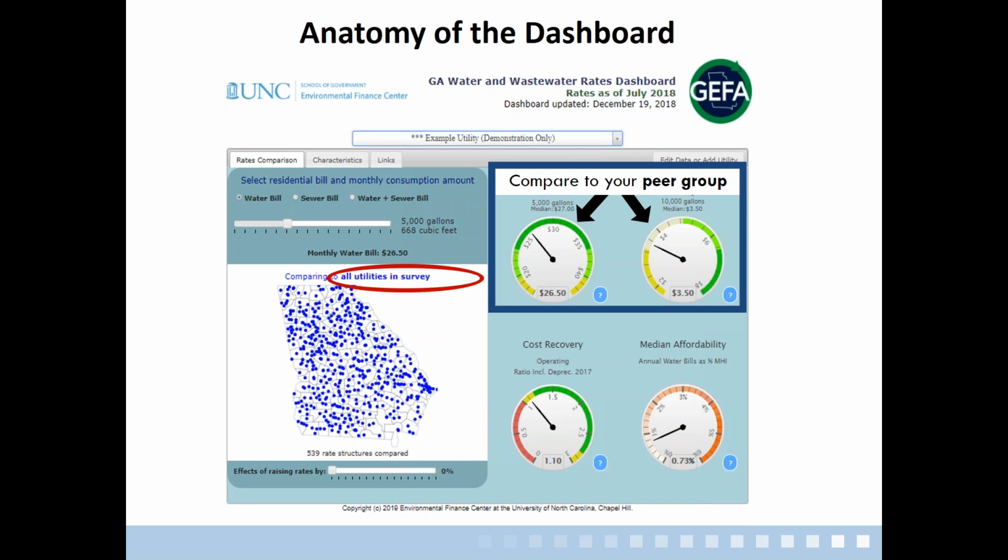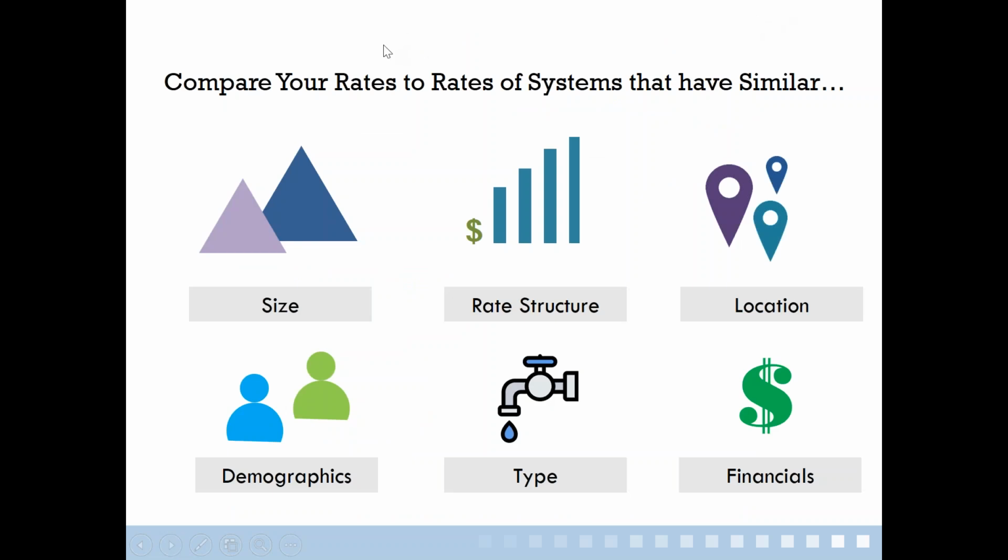Because as we know, each utility faces different circumstances, different obstacles, and there's so many variables that the bills can really vary so much. So these top two, comparing to your comparison group. And like I said, the comparison groups that we've come up with are a lot of different things you can look at. One that we really recommend is size. So looking at utilities that serve a similar number of customers.